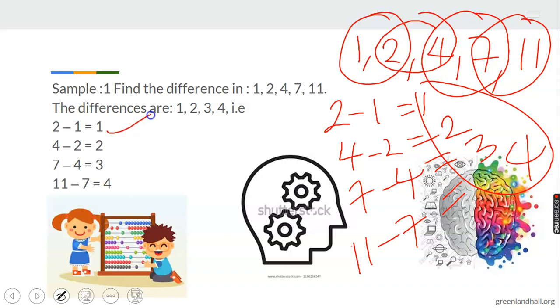So that's what we did here: 1, 2, 3, and 4. How do you do it? Very simple. You use the second number to subtract the first, and the third to subtract the second, the fourth to subtract the third, and the fifth to subtract the fourth. Just that method. Then you can get the difference. It doesn't have to be the same. That's why we call it varying difference.